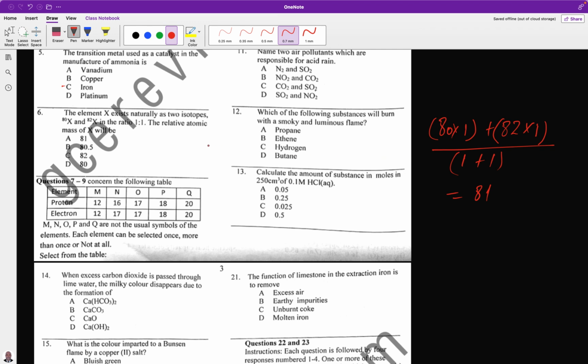So, to calculate this, you need to multiply the atomic mass by its ratio and divide it by the sum of the ratio. That's what we have just done here, giving us 81. And looking at our column of answers, A is the right answer for question number 6.